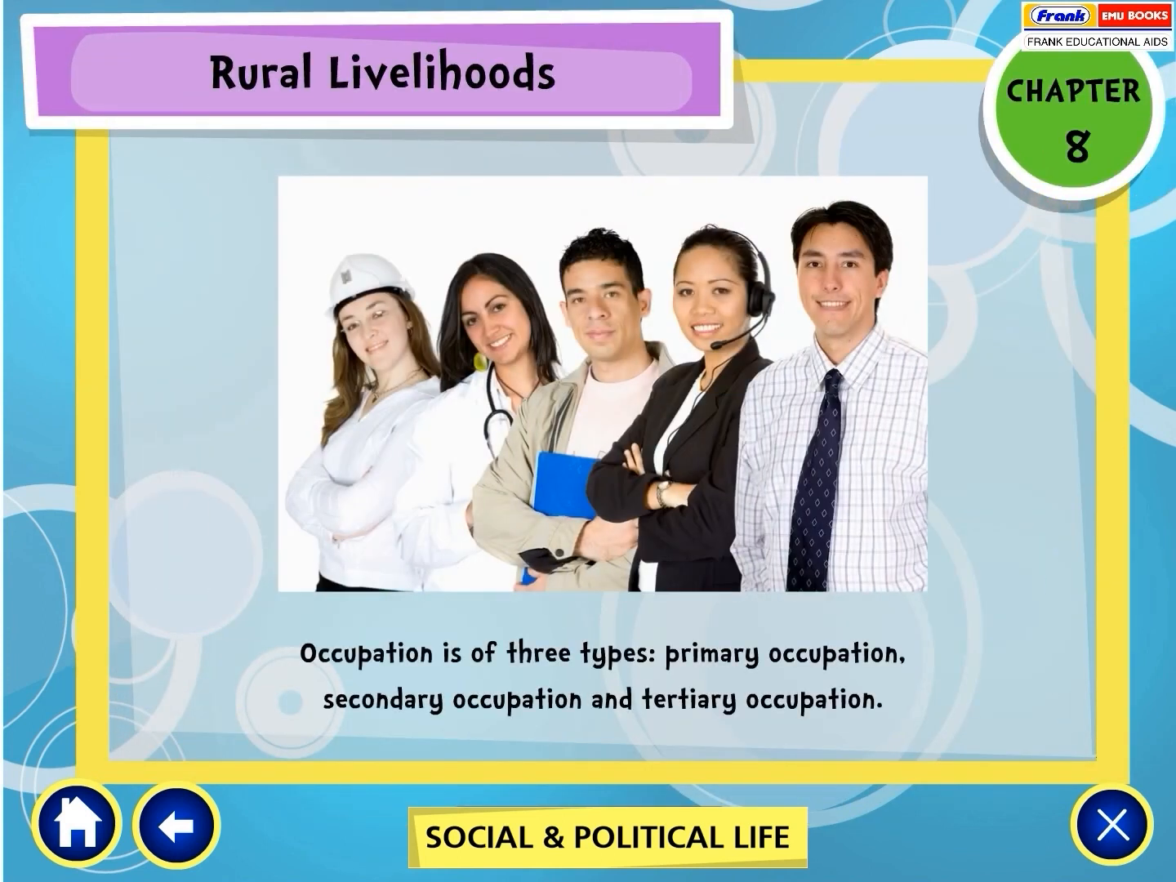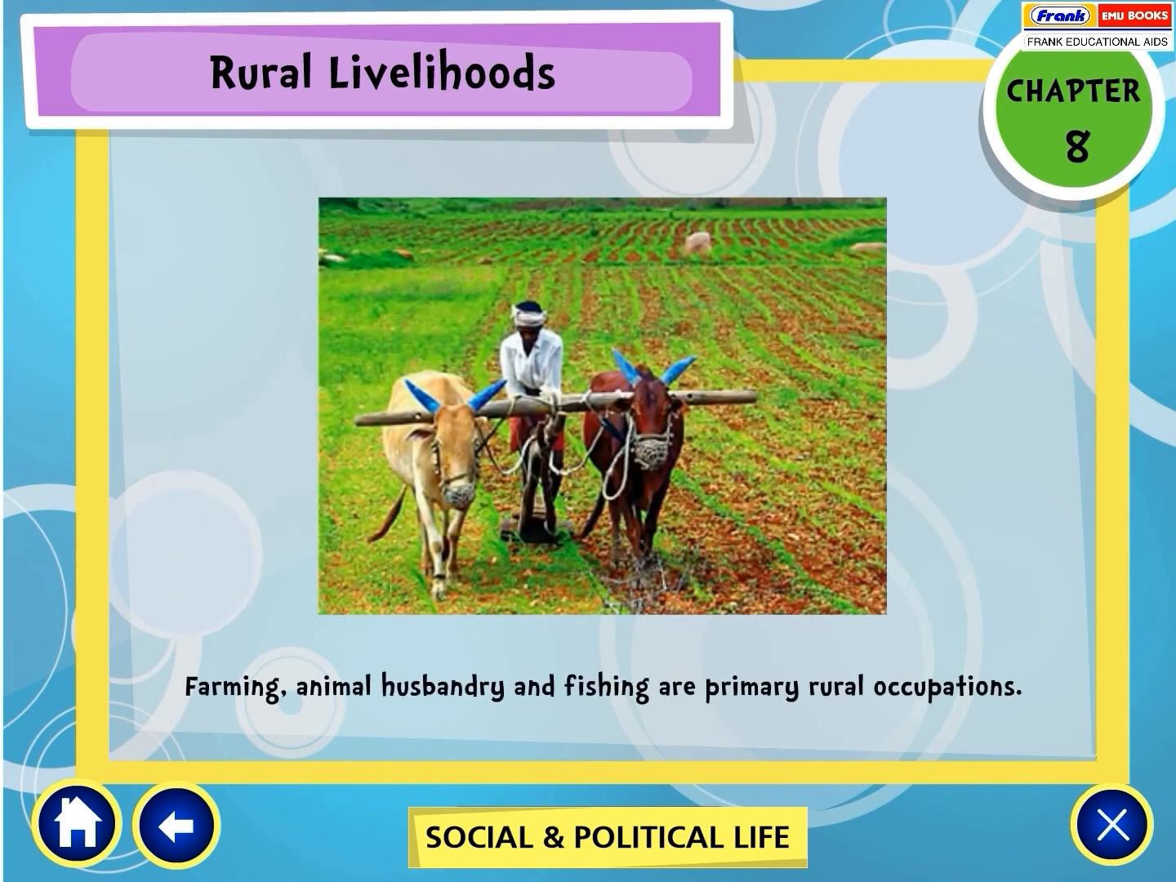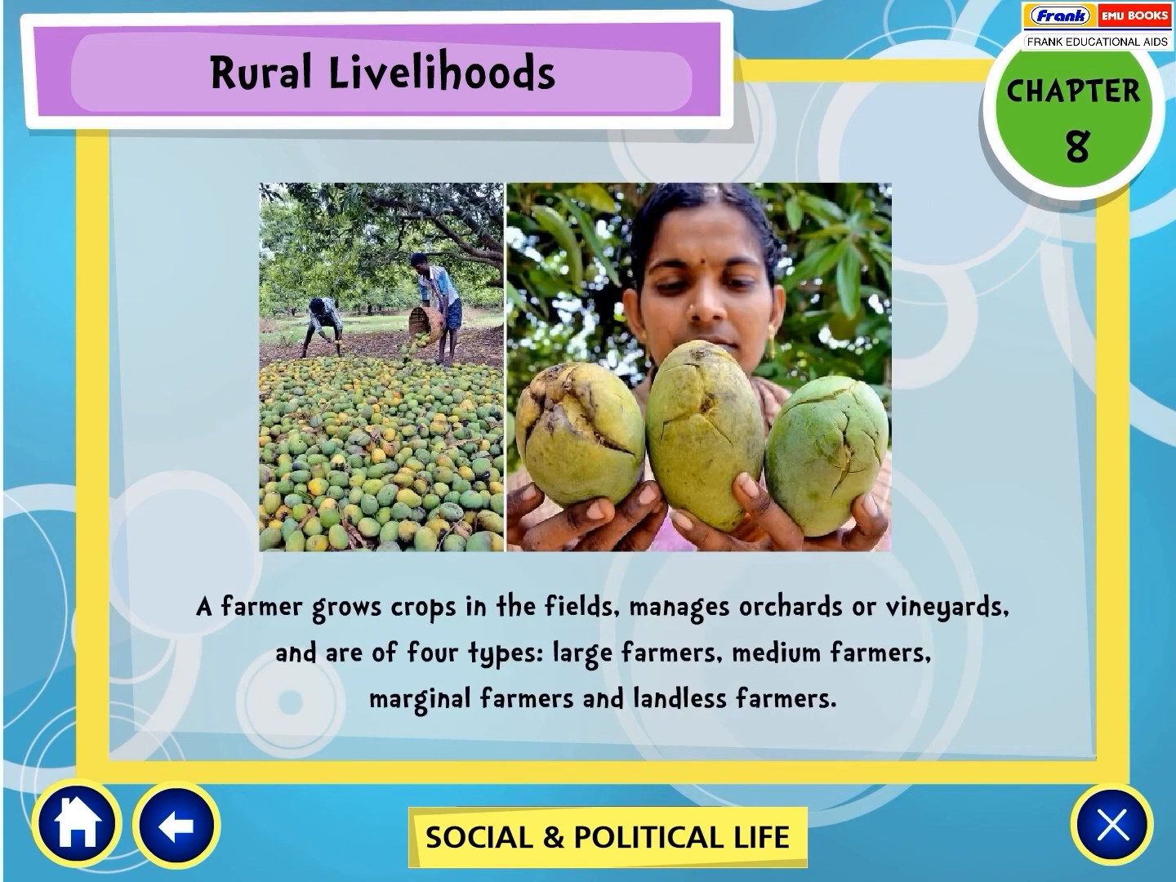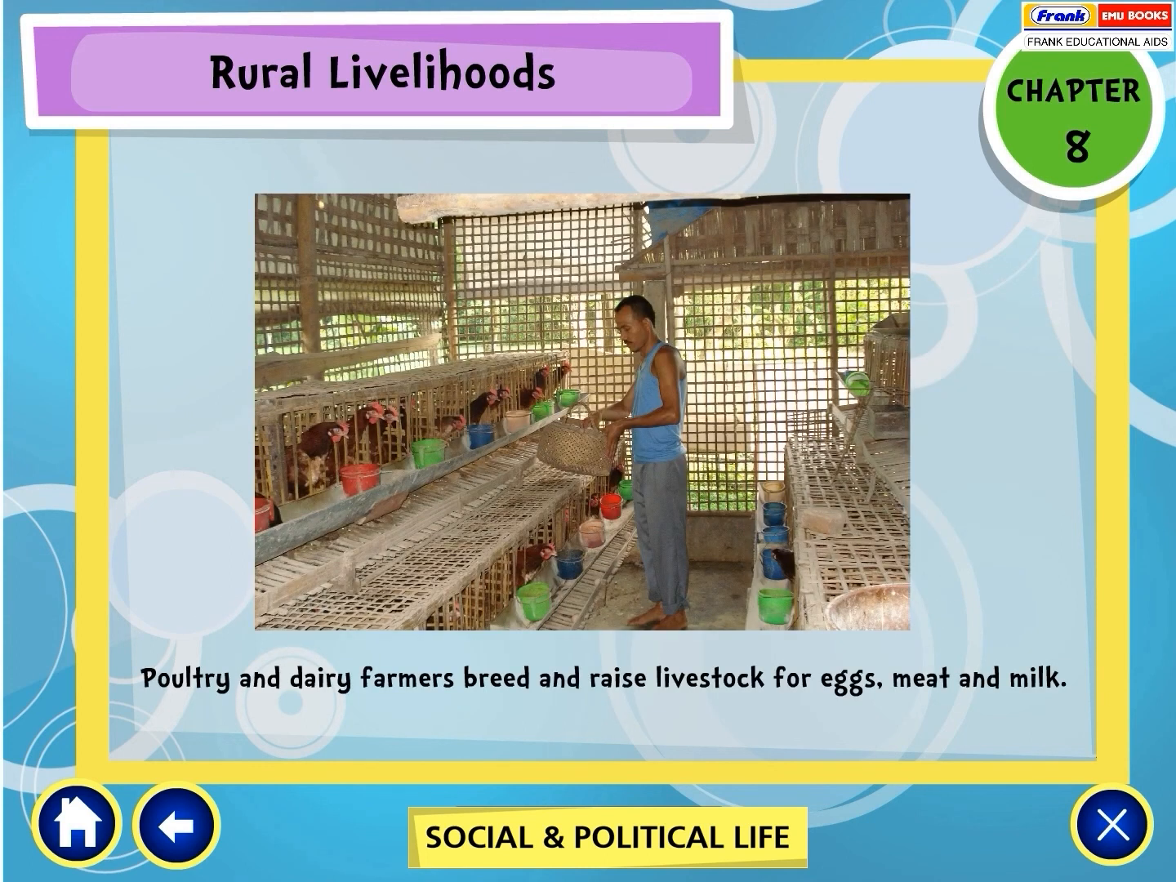Occupation is of 3 types: primary occupation, secondary occupation, and tertiary occupation. Farming, animal husbandry, and fishing are primary rural occupations. A farmer grows crops in the fields, manages orchards or vineyards, and is of 4 types: large farmers, medium farmers, marginal farmers, and landless farmers. Poultry and dairy farmers breed and raise livestock for eggs, meat, and milk.